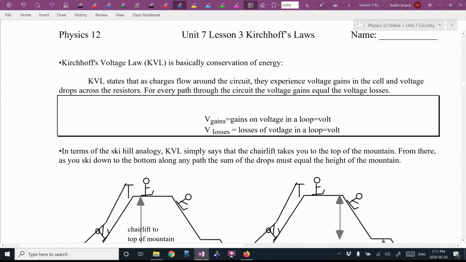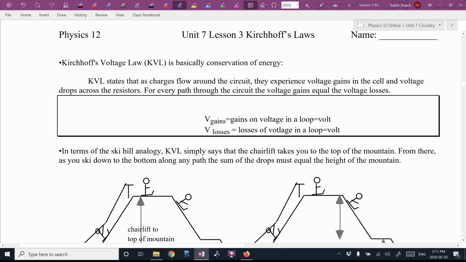That's the current law. That's the easy one. The voltage law is trickier. Kirchhoff's voltage law, which you might see me abbreviate as KVL, comes out of conservation of energy. It says that as charges flow around the circuit, they experience voltage gains in the battery cell and voltage drops or losses in the resistor. For every path through the circuit, the gains equal the losses.